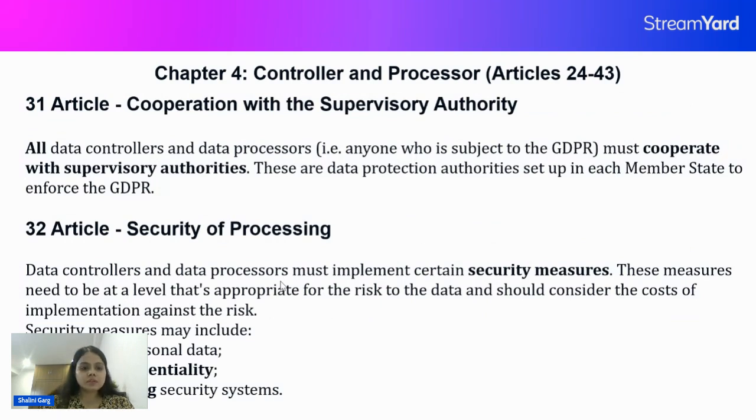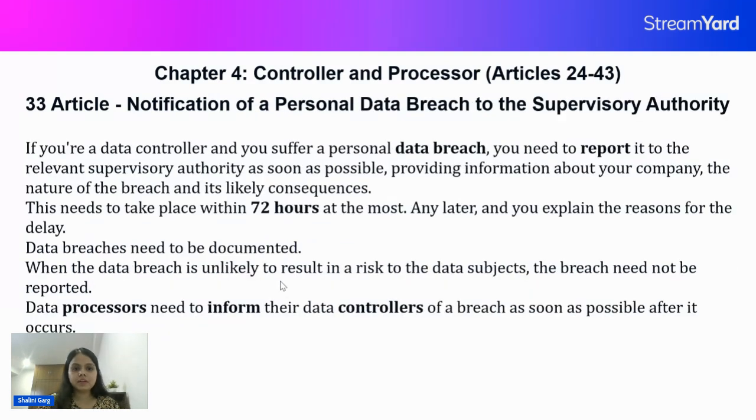Now, anyone with access to the personal data under the controller or processor's authority must only process the data based on the instructions of the controller, except where required by Union or Member State law. We have just read that the processor can only process the data on the instruction of the controller. But if Union or Member State law requires processing that data, then they can also process it. I hope I'm clear here.